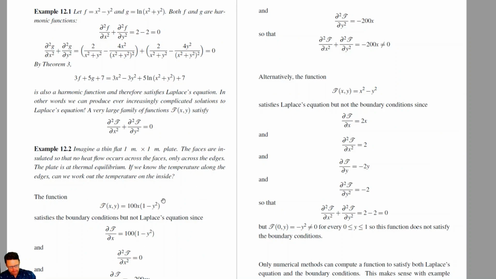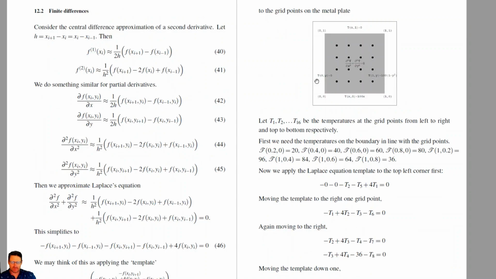Because it's not easy to find an analytic function that satisfies Laplace's equation and the boundary conditions, where these are the boundary conditions here, we go for a numerical approach. So what we do is we sub in. For the bottom here, T(x, 0) equals 100x, we're subbing in the x values at the points. The first x value is 0.2, then we have x is 0.4 and 0.6 and 0.8 and 1.